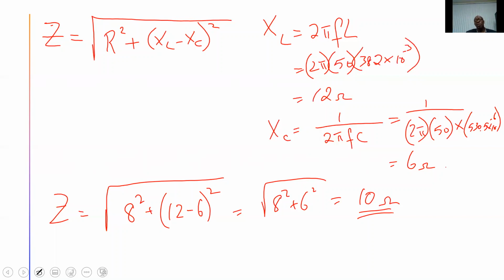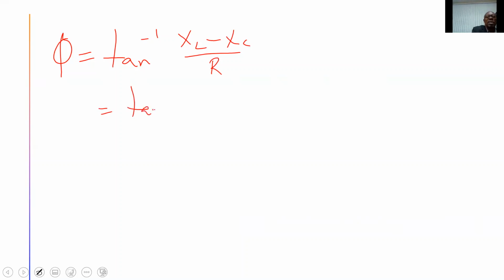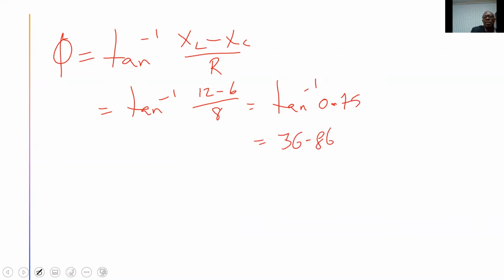But we also need to determine the phase angle. So the phase angle phi is the inverse tan of (XL minus XC) over R, which is equal to the inverse tan of (12 minus 6) over 8. It's the inverse tan of 0.75, which is equal to 36.86 degrees.